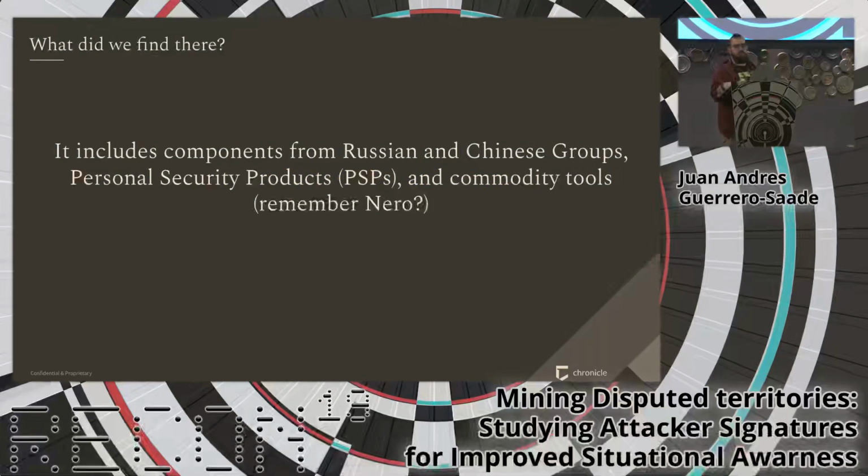Well, of course you find a lot of Russian and Chinese groups. You also find what the government calls PSPs, or personal security products. So, Kaspersky, McAfee, and so on. You don't necessarily want to be on the same boxes as those. And you also find commodity tools, like Nero or Daemon Tools. When you're just on a box and another driver shows up, in that day and age, maybe 2010, 2012, you don't necessarily know what it is, and even if it's supposedly benevolent, you still freak out about it. So chances are that the Equation Group guys would have pulled back.